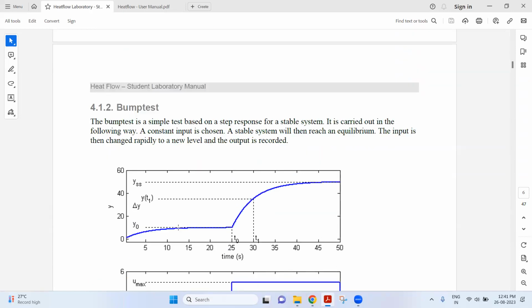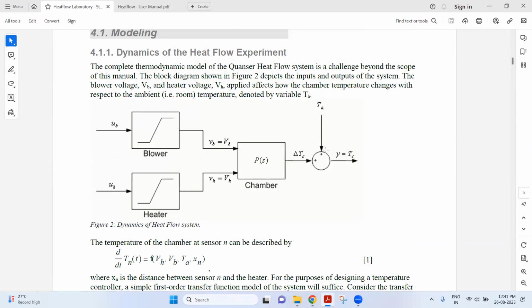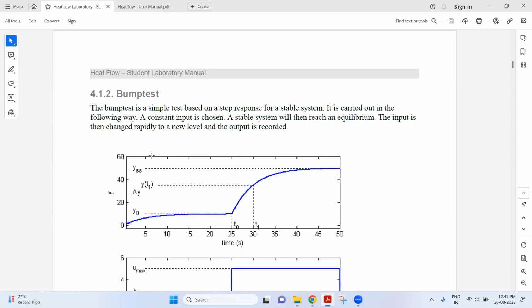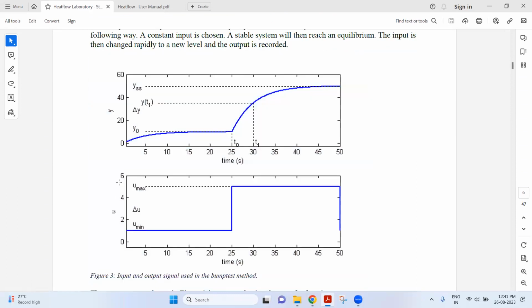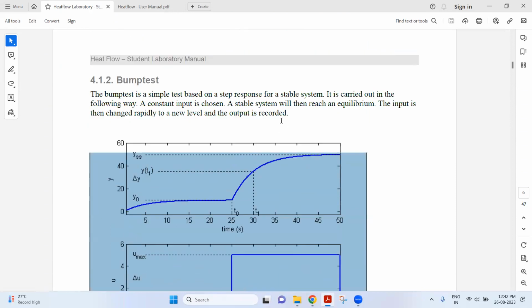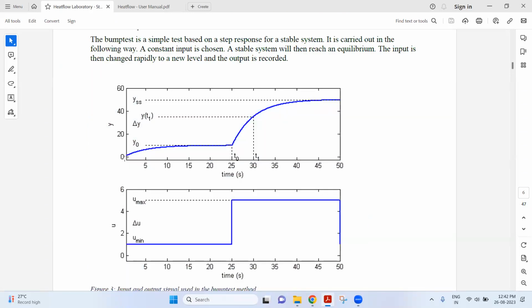Now what is this graph? They are talking about the output, y. See here, y. Now delta y. When we gave the internal energy as 0, they have shown it here. When you give internal energy 0, the output was minimum.